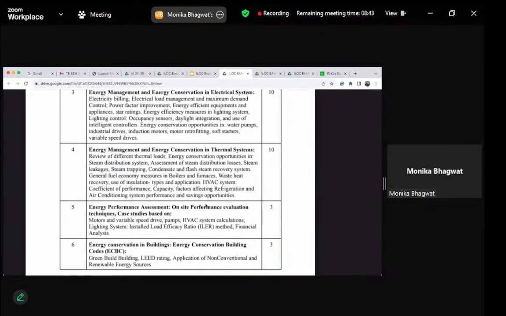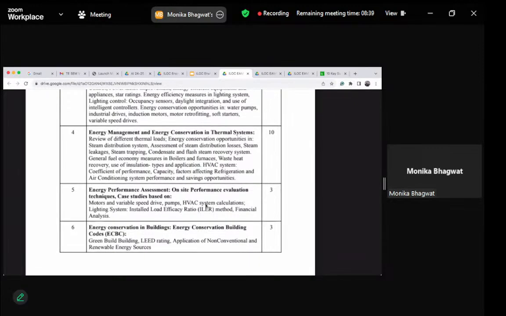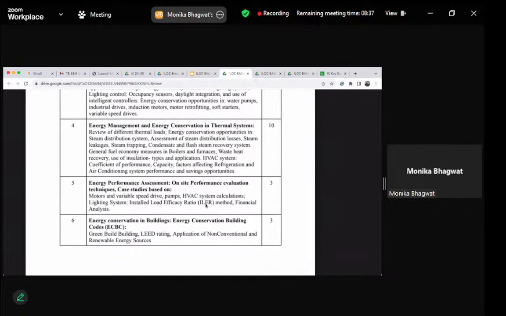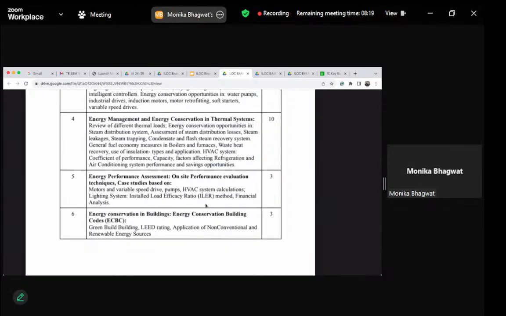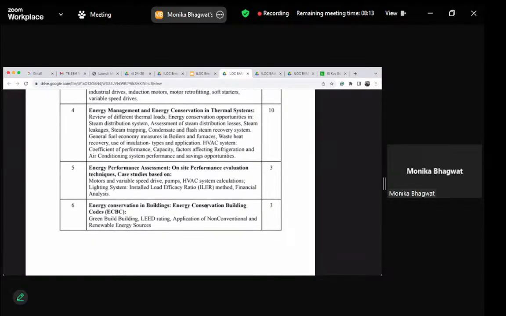Then in module 4, you will learn about energy management and energy conservation in thermal system. So here you will review all the different types of thermal loads, then energy conservation opportunities in steam distribution system, then in steam trapping, then condensate and flash steam recovery system, then what is the meaning of waste heat recovery, then how to use the insulation, then what is the HVAC system, then air conditioning system, then refrigeration system, and all these different types of thermal system.